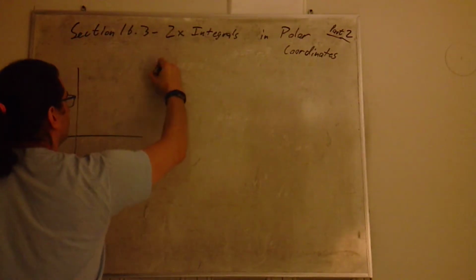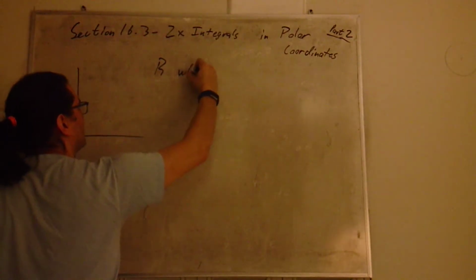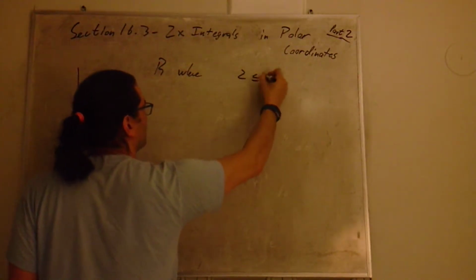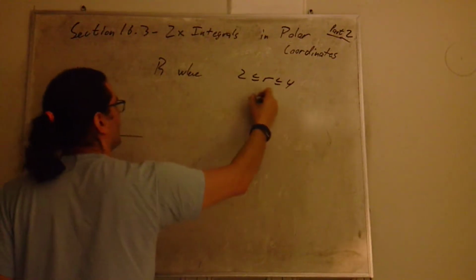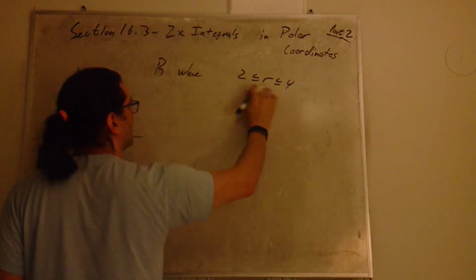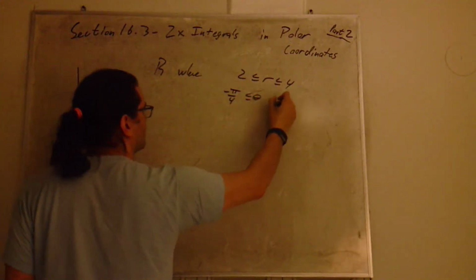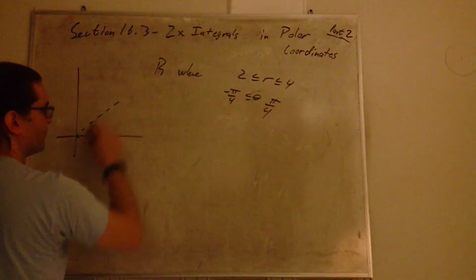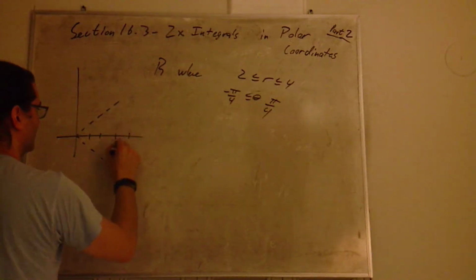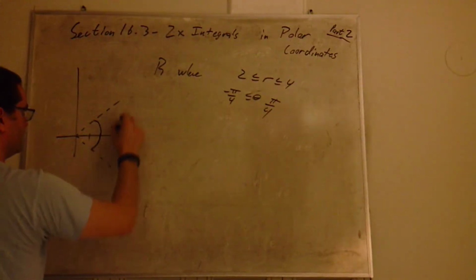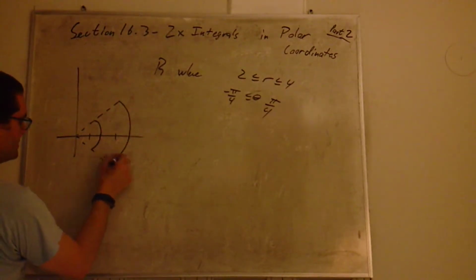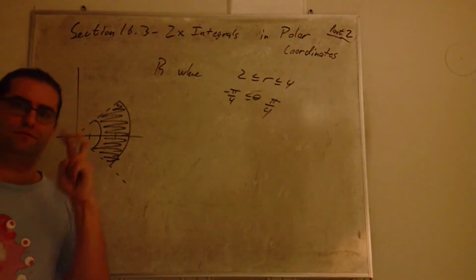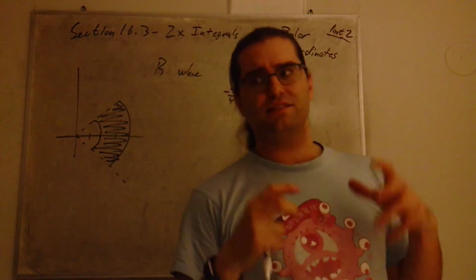Imagine we have a region where R is going to vary between 2 and 4, and theta is going to vary between negative pi over 4 and pi over 4. So that means we're going from negative pi over 4 to positive pi over 4, and R is going from 1, 2, 3, 4. R is going from 2 to 4. This region here is our polar rectangle. So it's not always circles. It's always going to be like sections of circles.